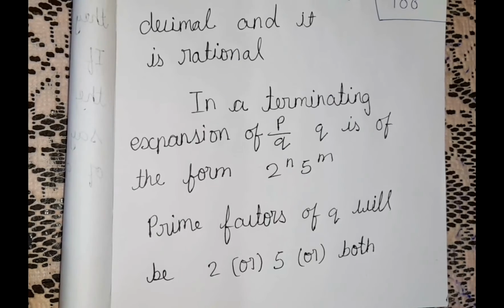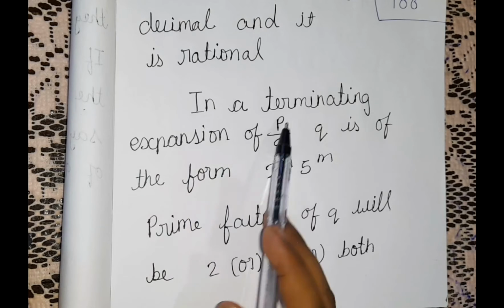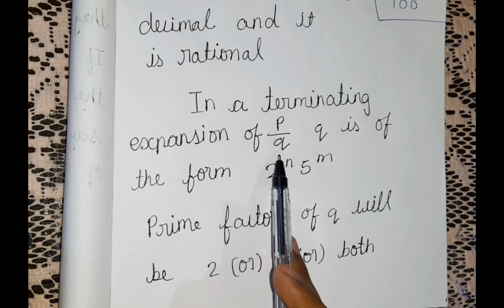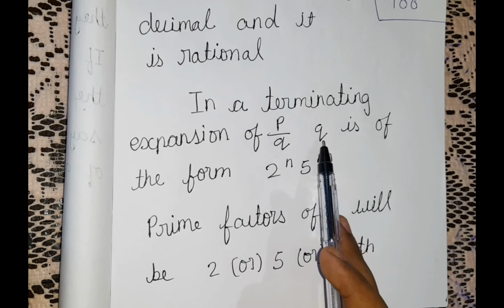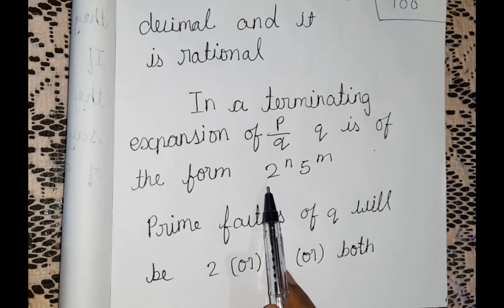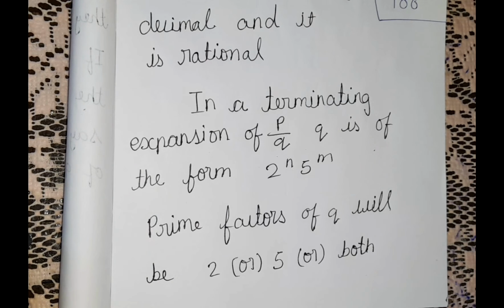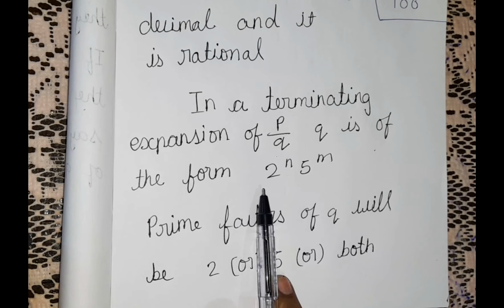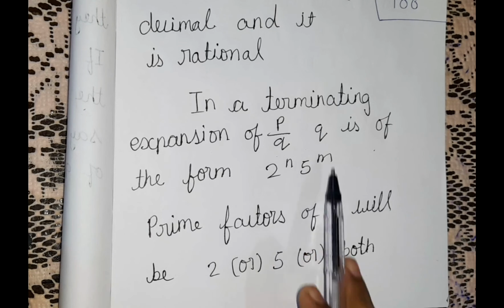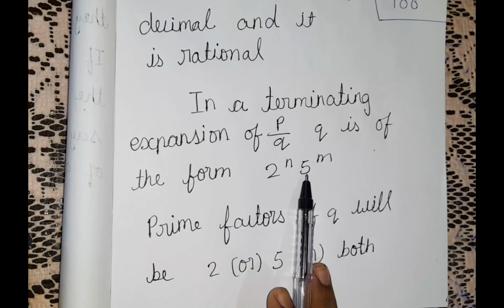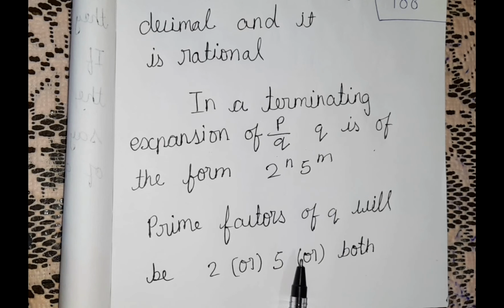Okay. So now we wrote: in a terminating expansion of P by Q, where Q is of the form 2 power n and 5 power m. So we have a denominator, so we can prime factorize it. When we prime factorize it, we get a number. With that number we can write it in the form 2 power n and 5 power m, which we did in the first question.